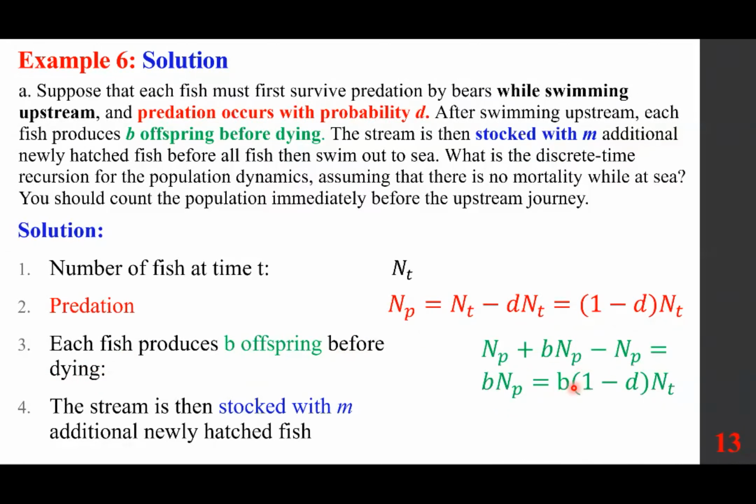This number times B. And then what happens? The stream is then stocked with M additional newly hatched fish before all fish then swim out to sea. So now we are adding how many? M. So we are adding M to this number. So finally, we are adding M. That's the number of fish we are going to add. So this is one way to deal with it. This is part A.